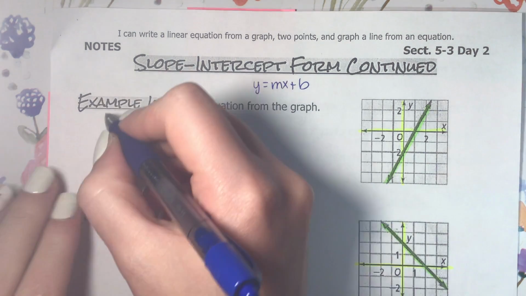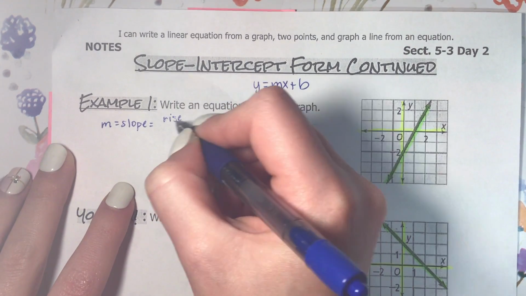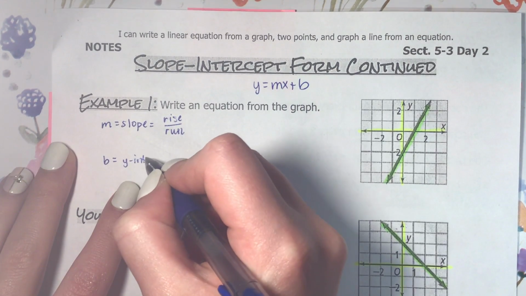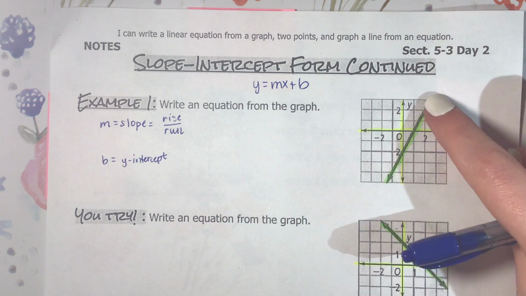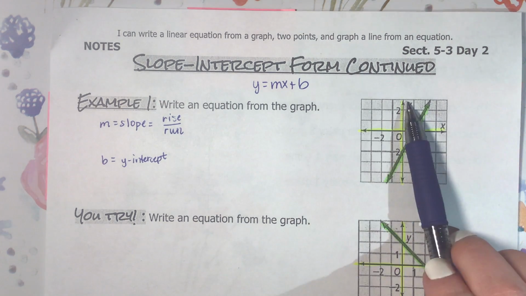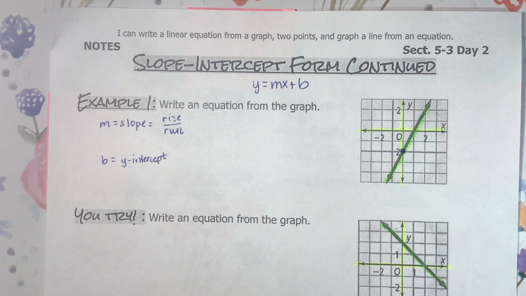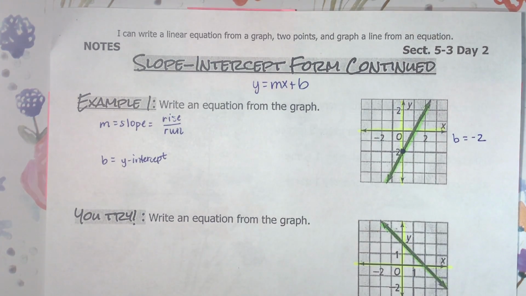So as a reminder, m is equal to slope, which is equal to rise over run, while b is equal to the y-intercept. So we are going to try to write an equation in slope-intercept form of this line right here. The first thing I'm going to do is look at the y-intercept, and the y-intercept is where the graph crosses the y-axis. So that's this point right here. So I now know that b is equal to -2.